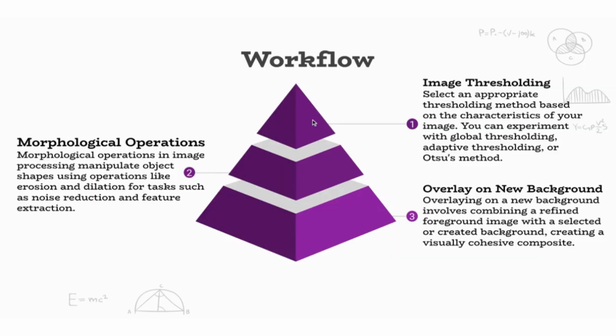Now let's talk about the workflow. In the workflow, we have majorly three steps: image thresholding, morphological operations, and overlay on new background image. The image thresholding process is responsible for creating a mask, and there are different kinds of image thresholding processes, and we can select one of these depending upon the nature of our image and the characteristics of our image.